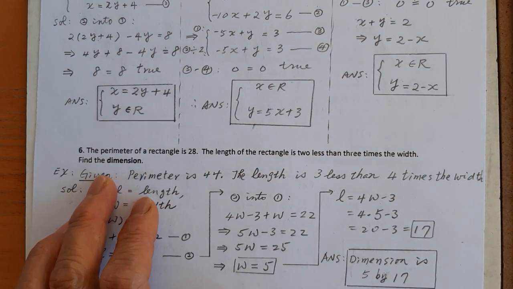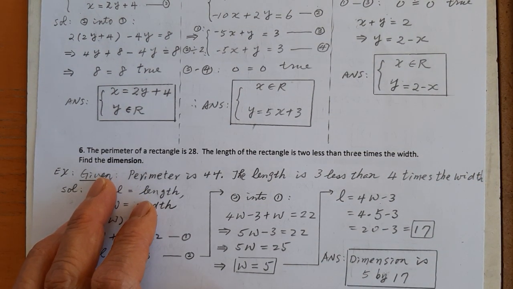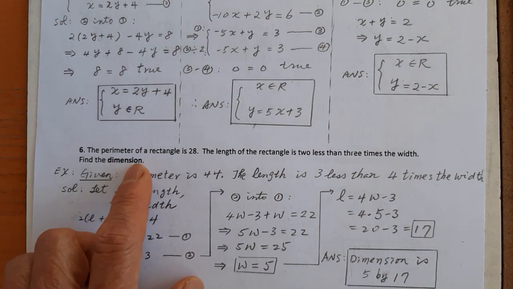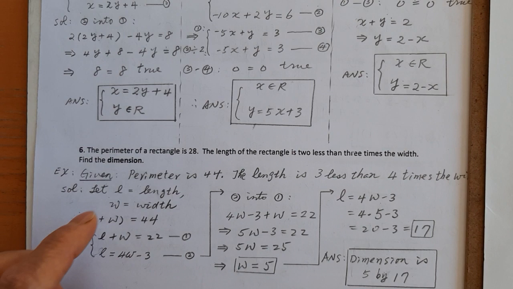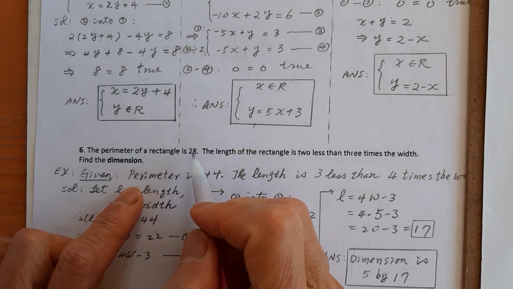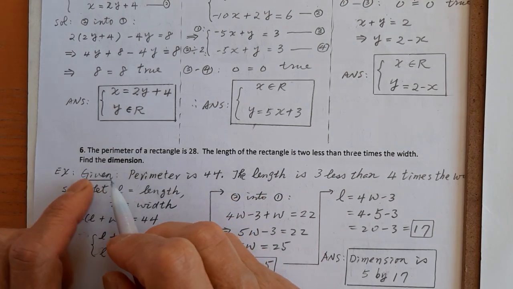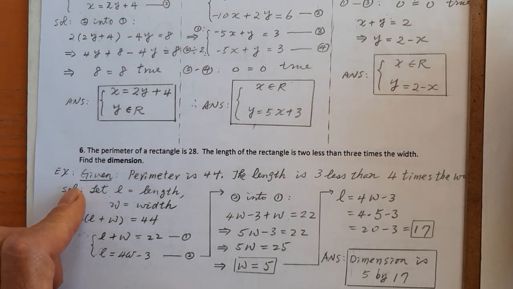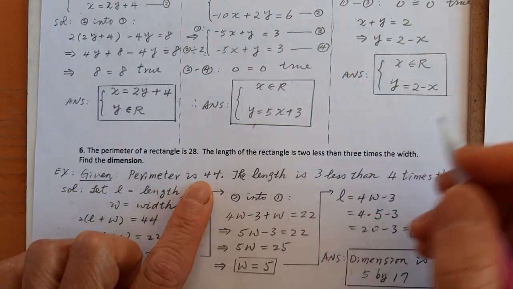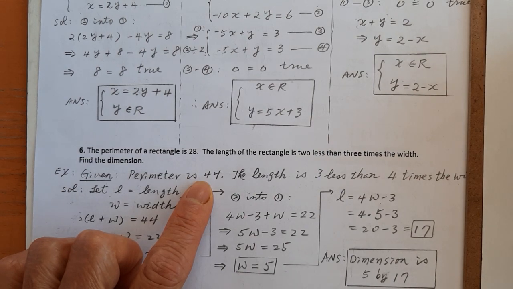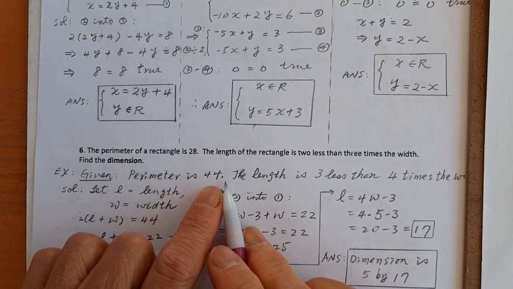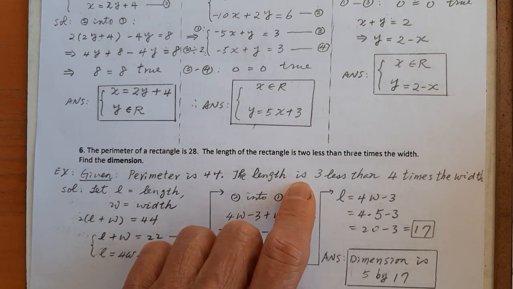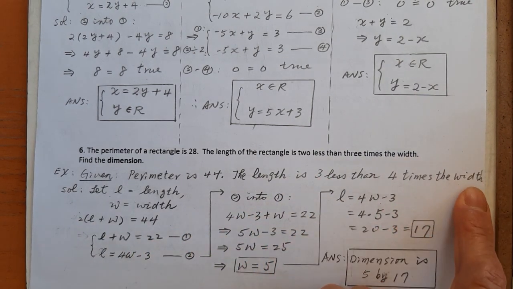Question 6. The perimeter of a rectangle. That's your homework question, given 28. So I'm going to change it. Example. Given the perimeter P is 44. The length is 3 less than 4 times the width.